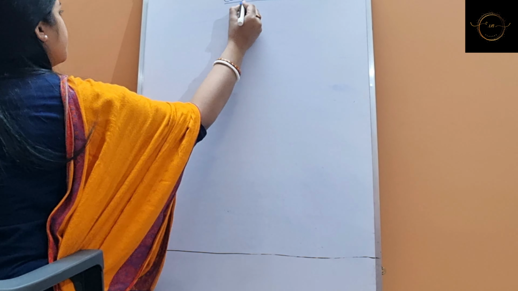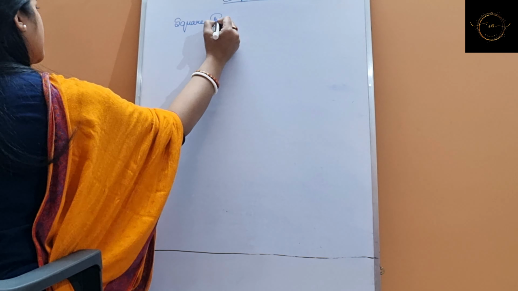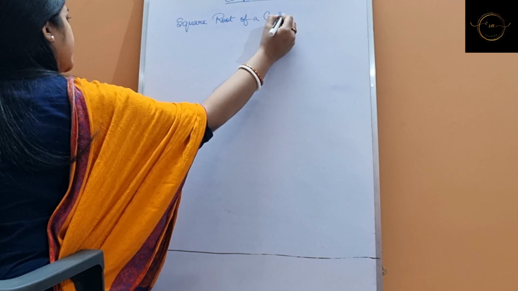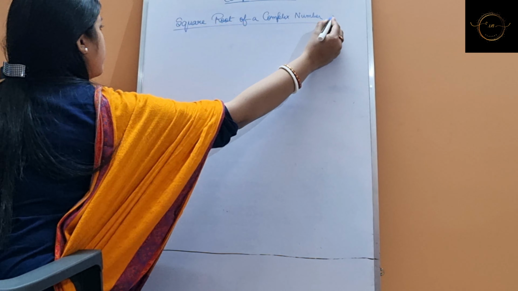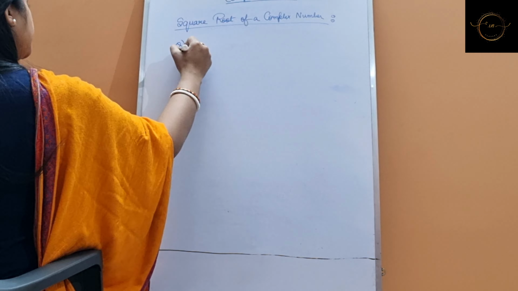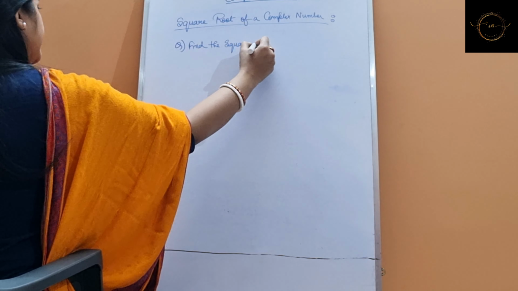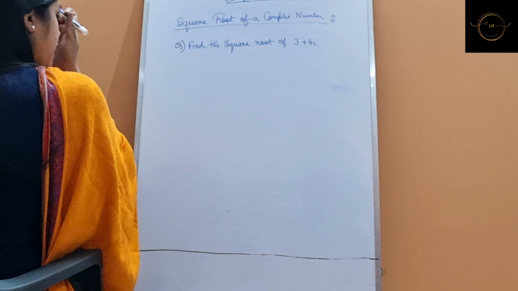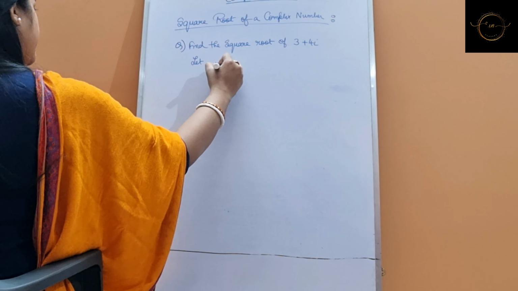Next part of complex numbers is the square root of a complex number. How do we find the square root of a complex number? With an example, I will show you how I find the square root. The question is: find the square root of 3 plus 4i.